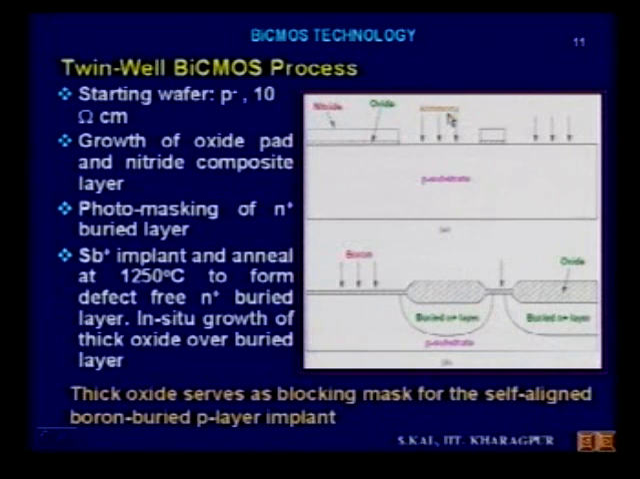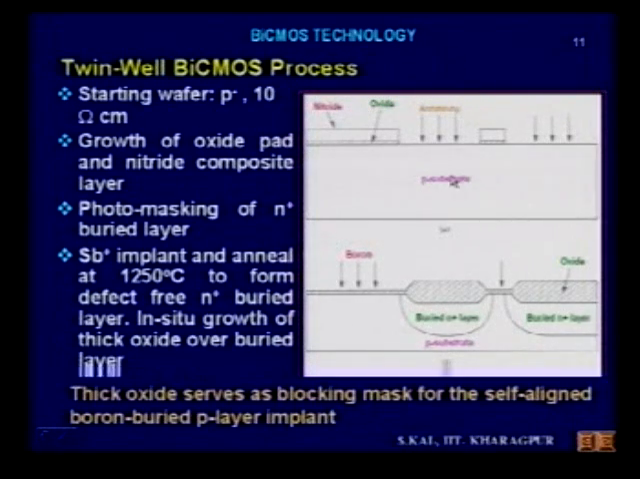Now you see, after this step, without any photomasking process, you can directly implant boron. You implant boron directly through the pad oxide layer after the thick oxide is grown. Then you remove the nitride layer. After removing the nitride layer, the structure of the device looks like this.